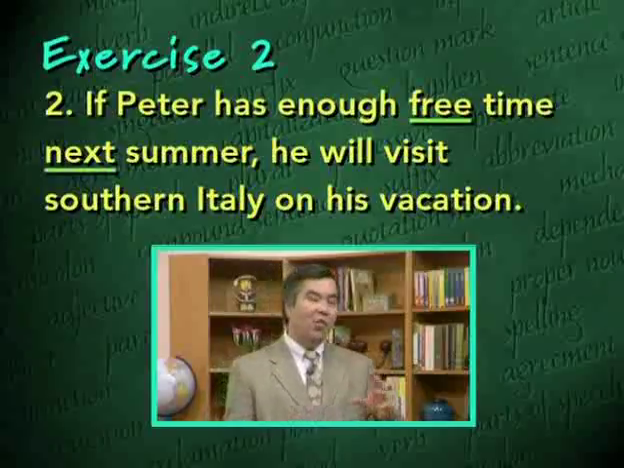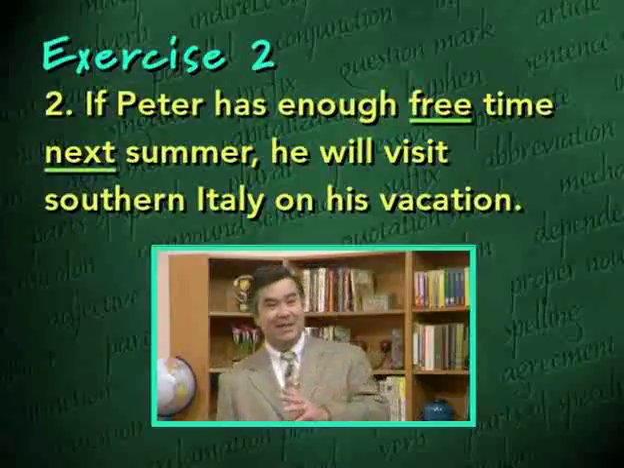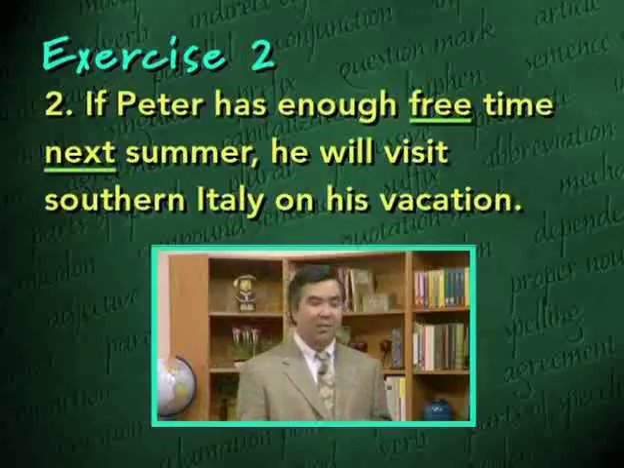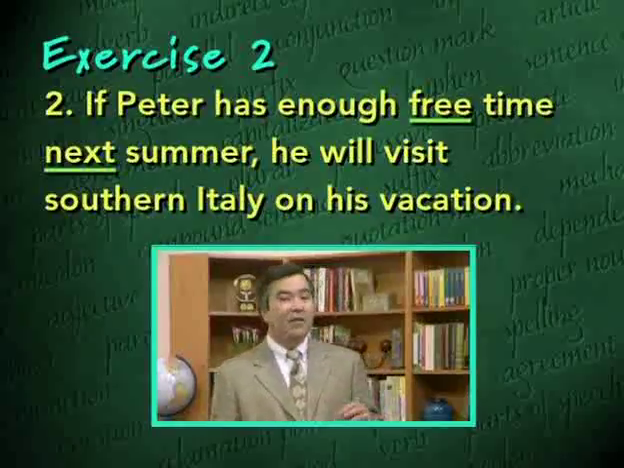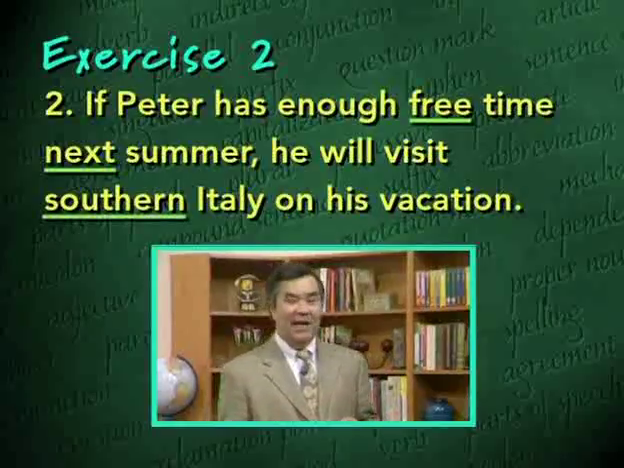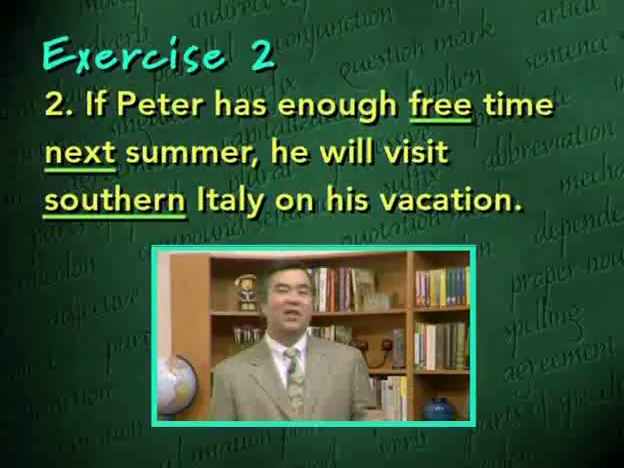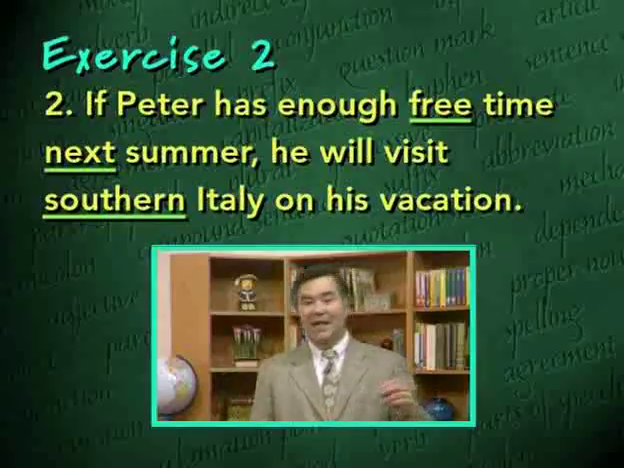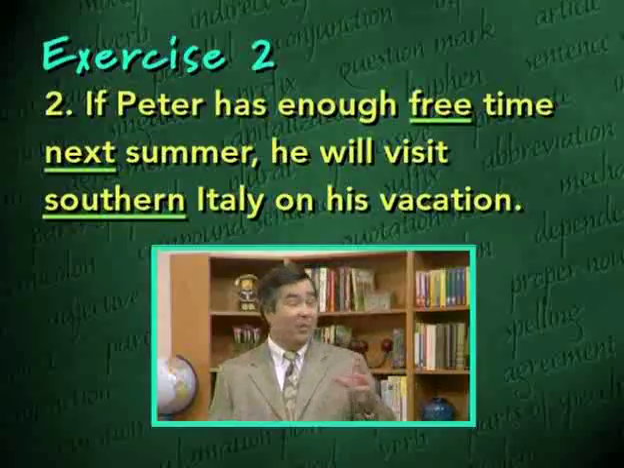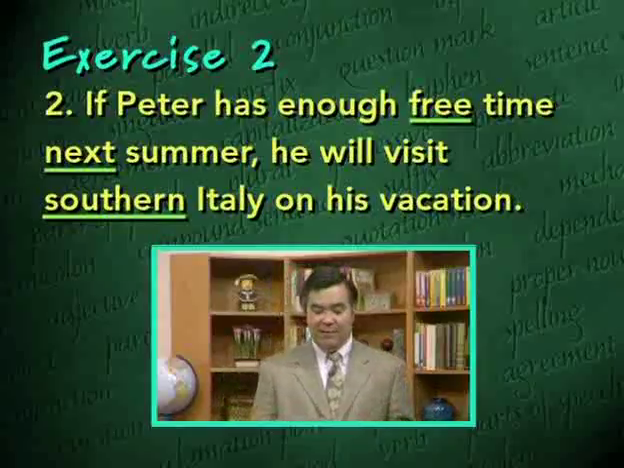It tells us what summer, which summer, next summer. It gives more information about the summer being referred to. Finally, southern is an adjective. It modifies the proper noun, Italy. It gives us more information about Italy, or it tells us more about Italy. What part of Italy? Southern Italy.